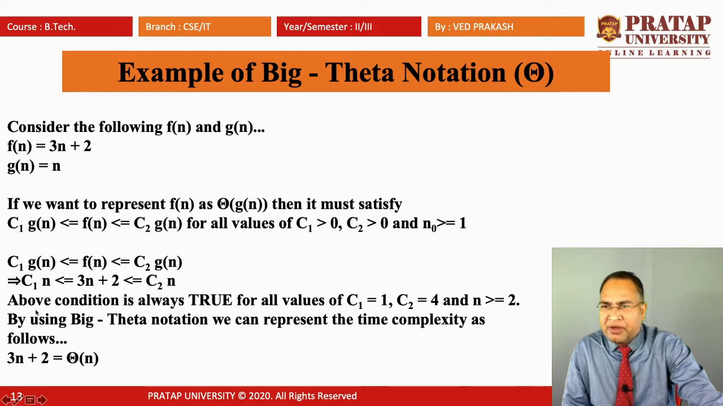Now, the above condition is always true for C1 equals 1, C2 equals 4 and n greater than or equal to 2. So, by using this big theta notation, we can represent the time complexity of any algorithm. So, we can say 3n plus 2 is the order of n, or theta of n.